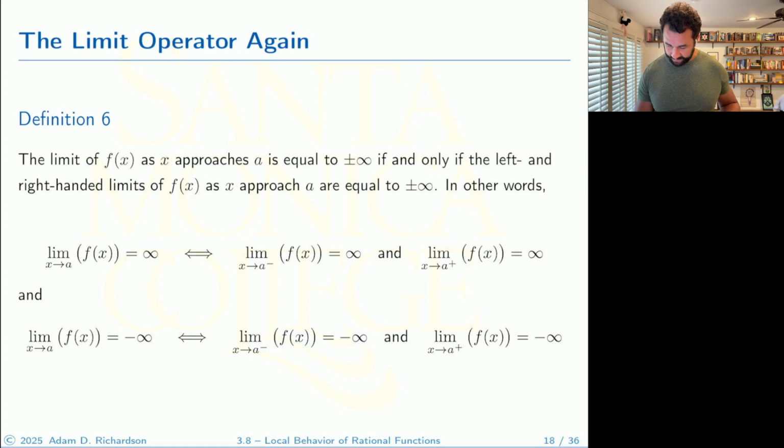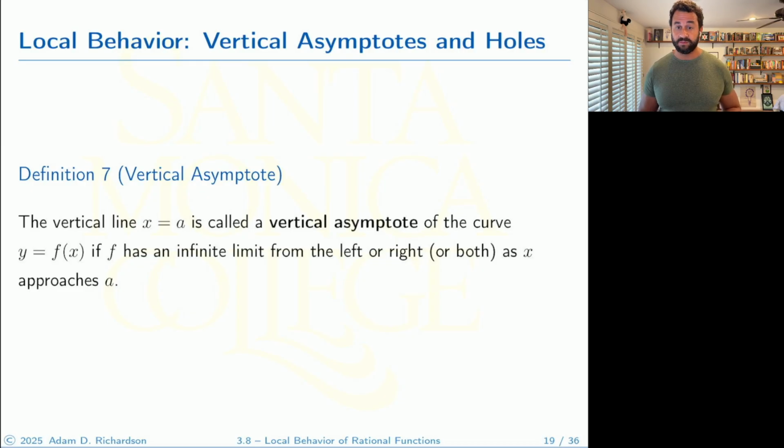All right. Now, why did we need to talk about this? What is the importance of this? Remember, always ask those big questions. Why do I care? Because this is how we're going to define vertical asymptotes. So now we're going to talk about vertical asymptotes and holes. A vertical line is called a vertical asymptote of the function y equals f of x if it has an infinite limit from the left or the right or both. And if that happens, you've got a vertical asymptote at that point.